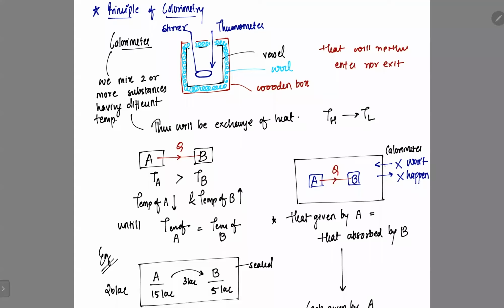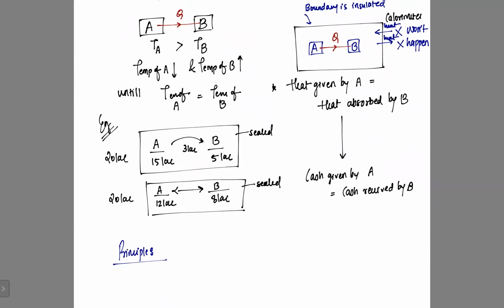Achha, won't happen. See, this is heat. Heat will not enter or exit the calorimeter because the boundary is insulated. Do you agree? You can see the wool and wood; these are bad conductors of heat. They will not allow heat to flow. Clear? Sir, if heat cannot enter or exit, how can we put these substances in? We will put the material inside and seal it immediately. Okay? Now the principle.